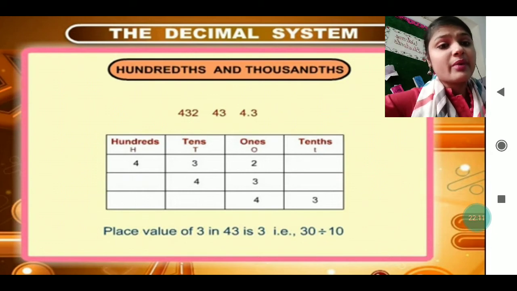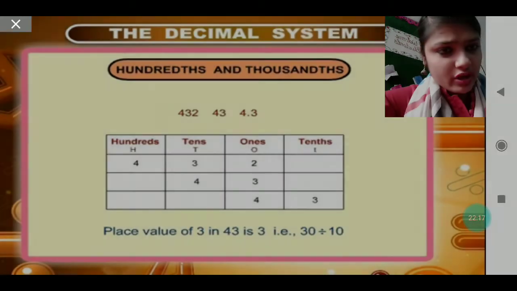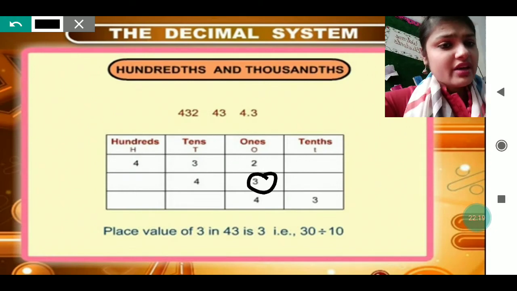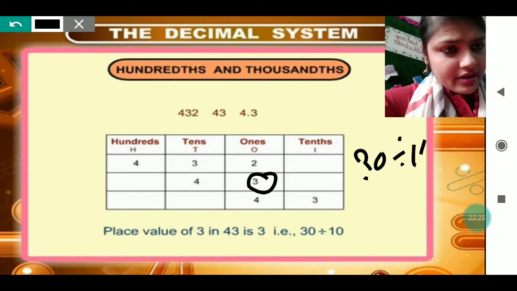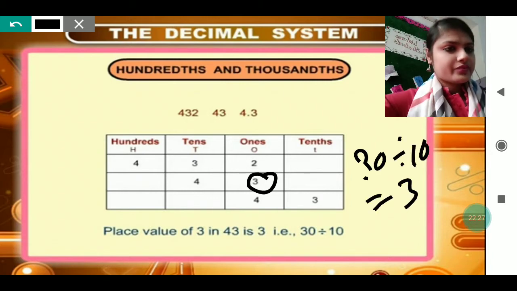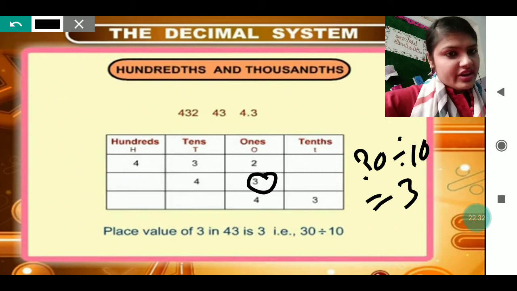That is 3 divided by 10. The place value of 3 in 43, it means we are talking about this number. So the place value of 3 here is 30 divided by 10, that is 3. It is at one's place now, so we will get 3 only.